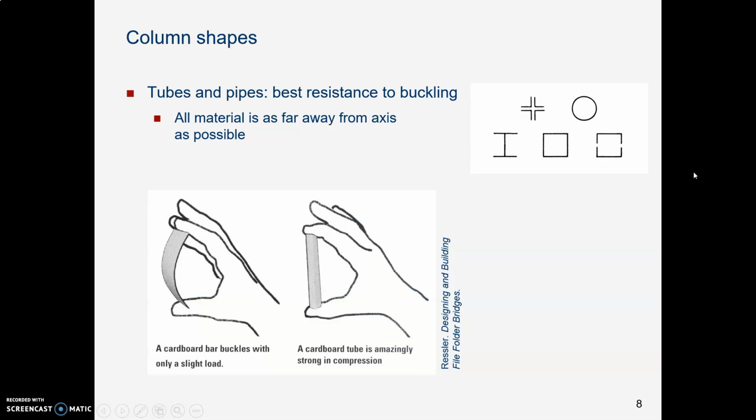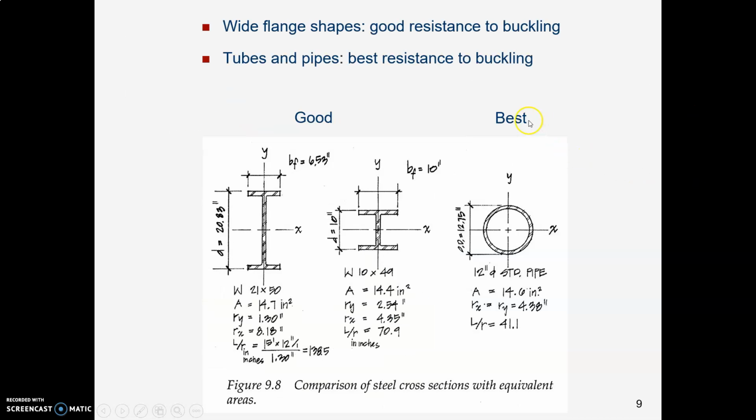If you want to resist buckling, the very best shape is a tube or a pipe. And think back to what you know about moment of inertia. Why that's so good is you are getting material out away from the bending axis. So a round pipe is the very best, but columns in buildings often use wide flanges because they're easier to attach to, and wide flanges are pretty good, pretty able to resist buckling also.